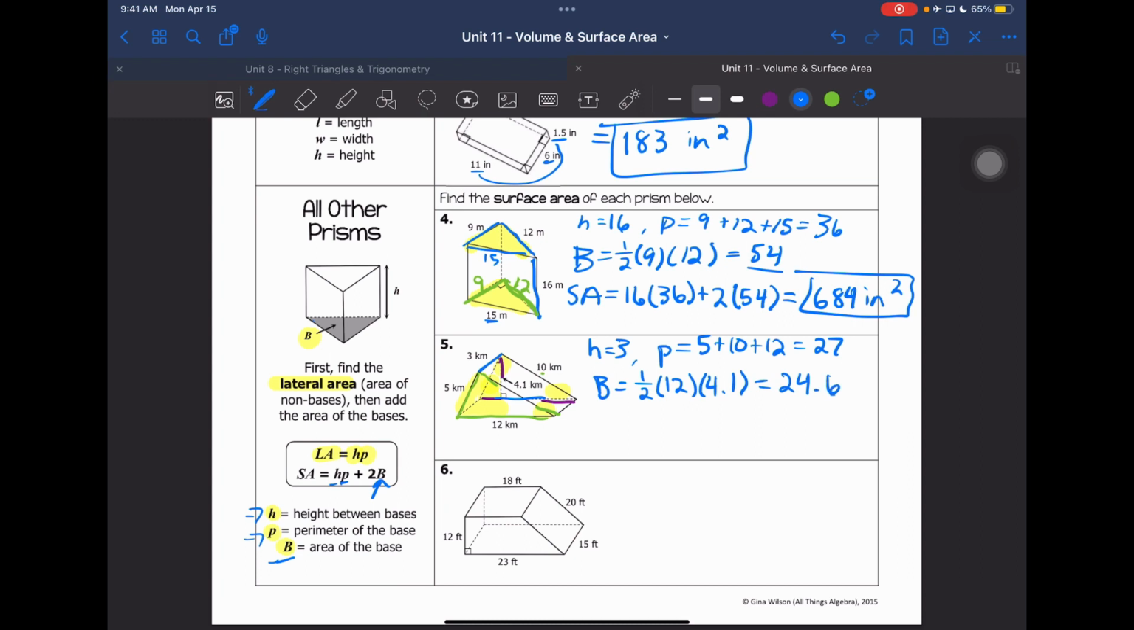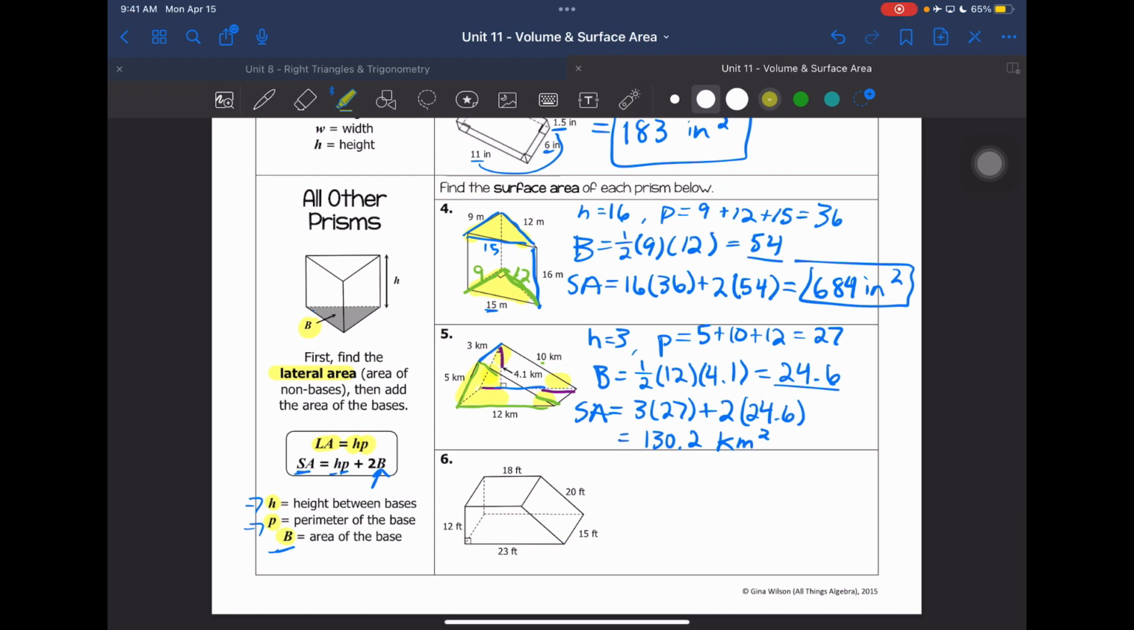Now we have everything we need to plug into the surface area formula. So surface area is height times perimeter, so 3 times 27, plus 2 times area of the base. The area of the base we found is 24.6, so we plug that in there. Then we can just type all of that into our calculator and find out what the answer is. When we do that, it would be 130.2 kilometers squared.